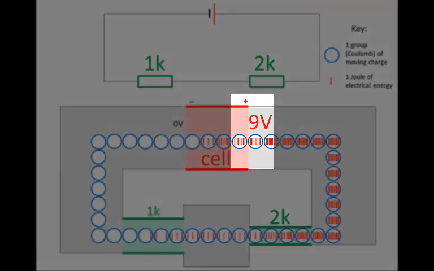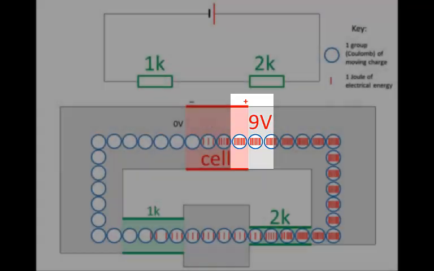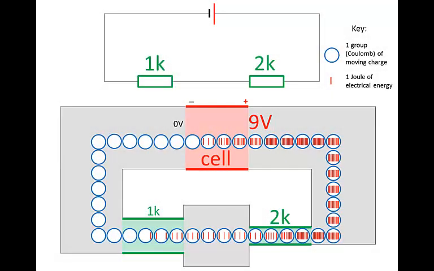So the voltage at the positive terminal of the cell is 9 volt. Notice that as these charges move along the good conductor here, they don't lose any of their energy. The voltage stays 9 volt all the time. That's because a good conductor cannot remove energy, cannot remove voltage from the moving charge.